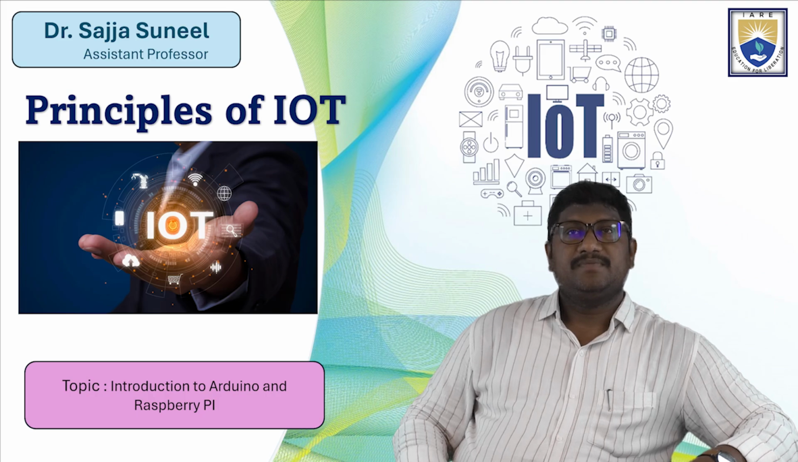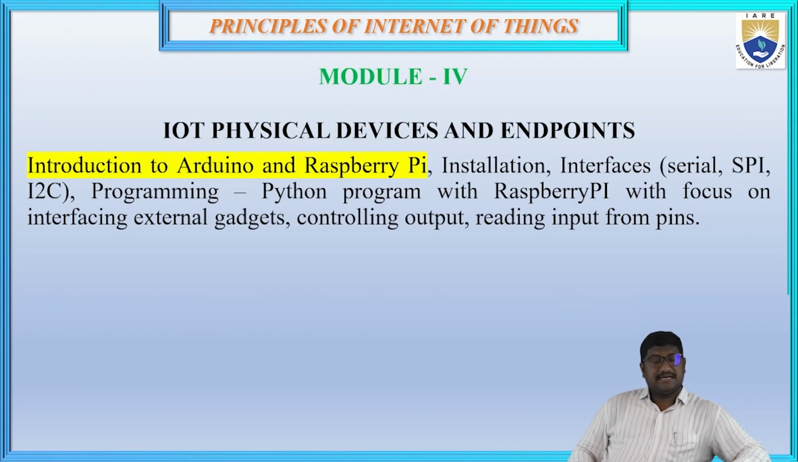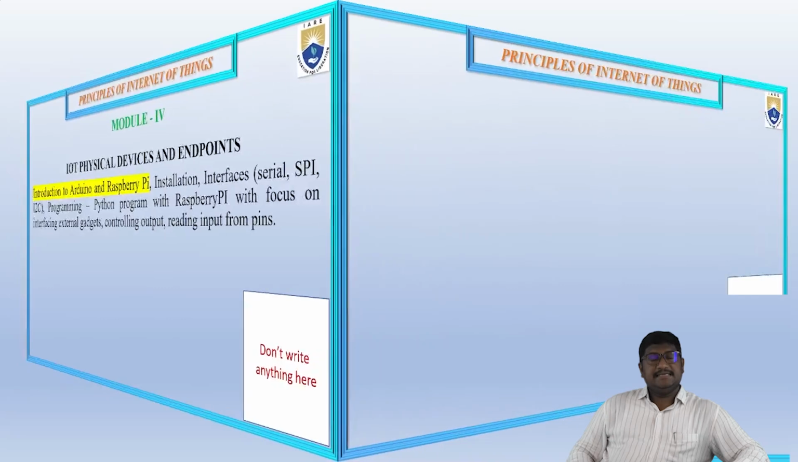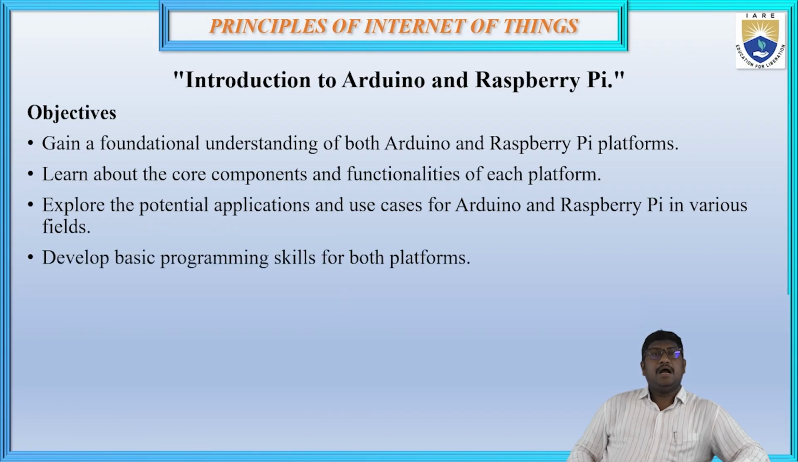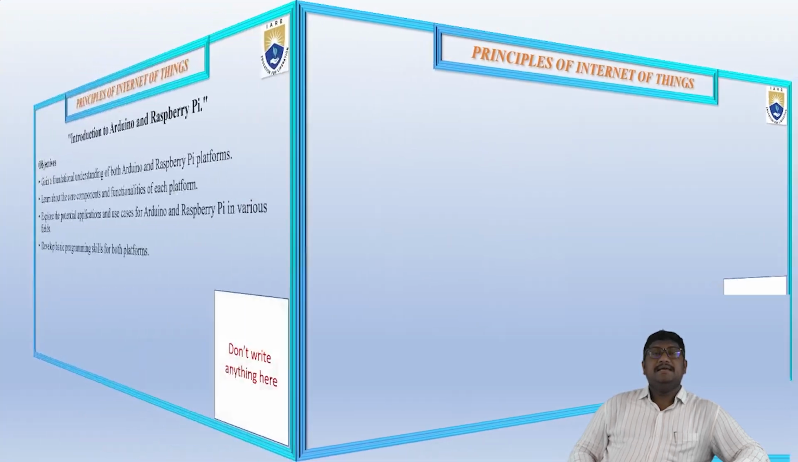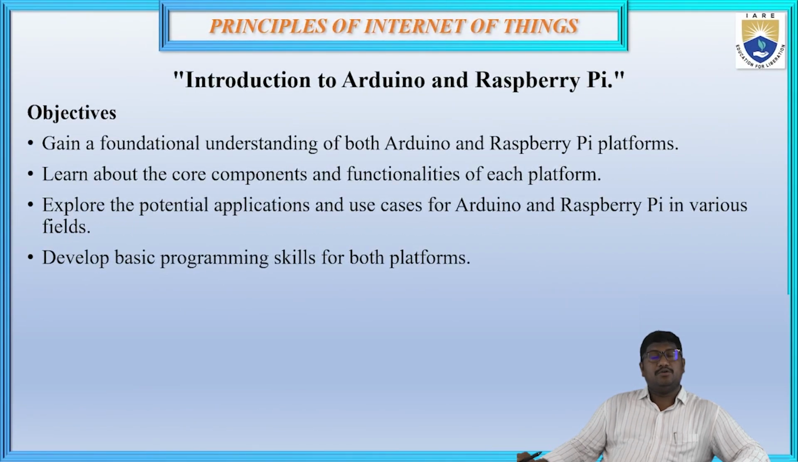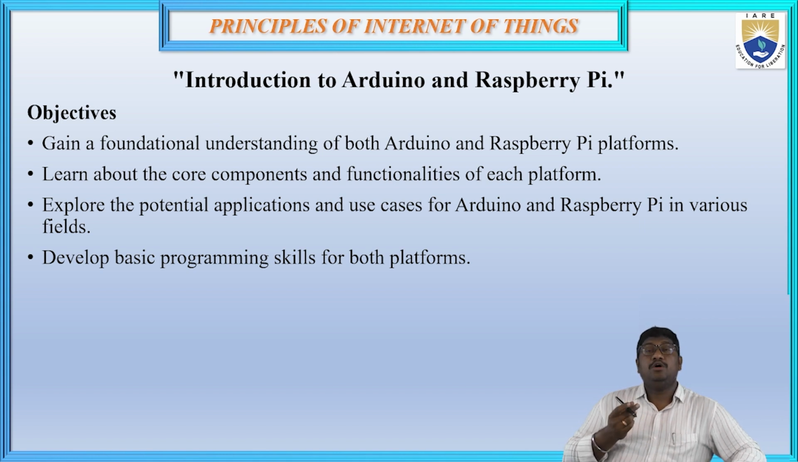Have a look, guys. As I told you, in this IoT physical devices and endpoints unit, our main topic today is the introduction to Arduino and Raspberry Pi. The main objectives of this topic are to gain a foundational understanding of both the Arduino and Raspberry Pi platforms, and to learn the core concepts and functionalities of each platform.